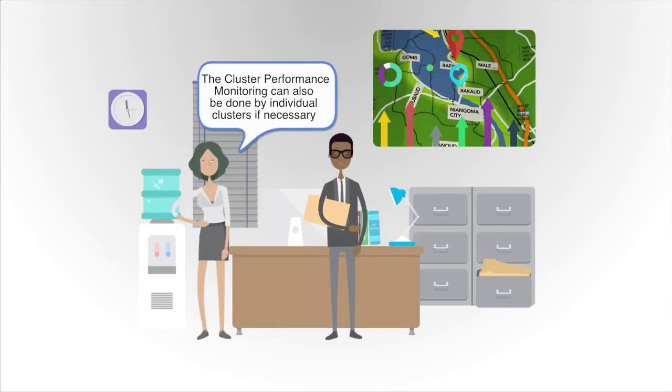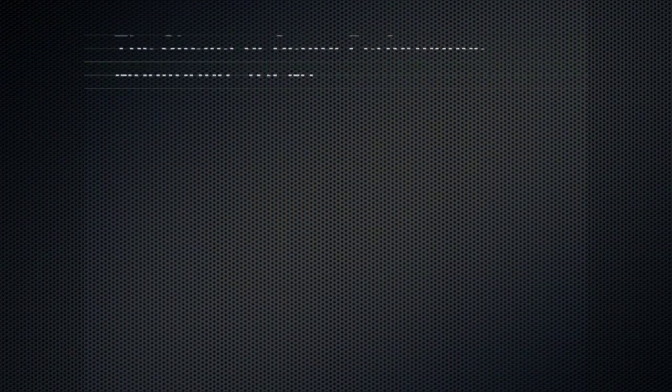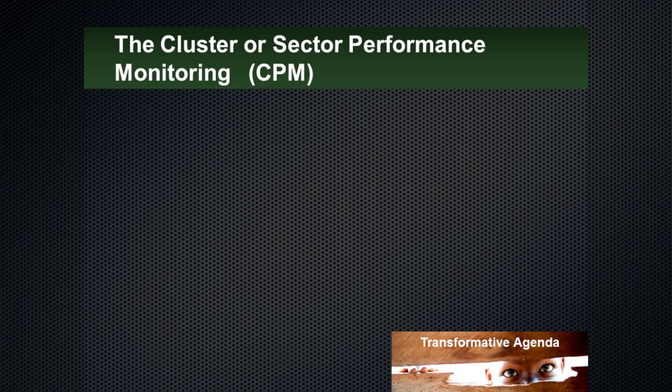Although the cluster performance monitoring is a process that is often carried out by all the clusters, it can also be done by individual clusters if necessary. The following presentation will show you how the process works. The development of the Cluster or Sector Performance Monitoring, or CPM, was one of the progresses of the transformative agenda. It was designed in 2012 by the IASC Sub-Working Group on Cluster Approach and endorsed as part of the reference module for cluster coordination at the country level.